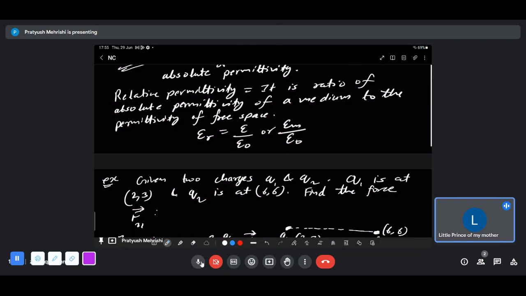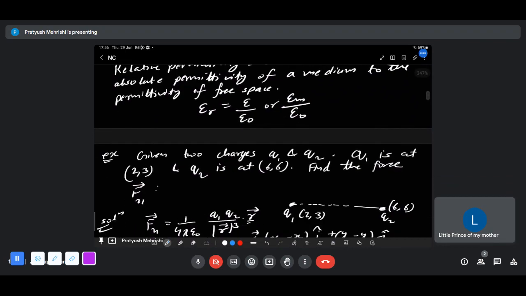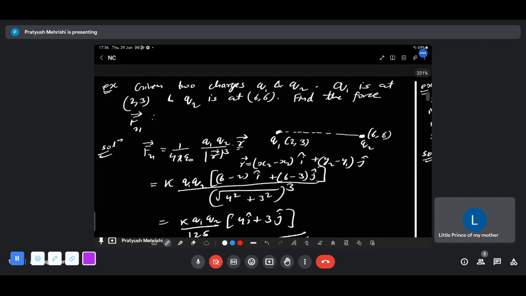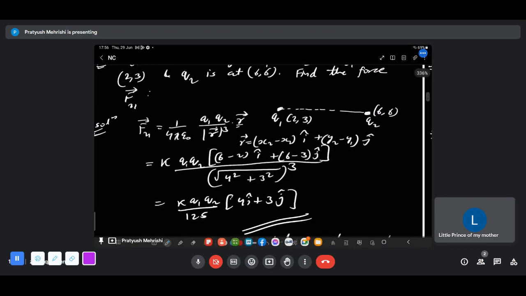So we can say it's K Q1 Q2, we can write here also. Then what the question is asking: in vector form, find the force F2. It means what is the force applied by 2 on 1?